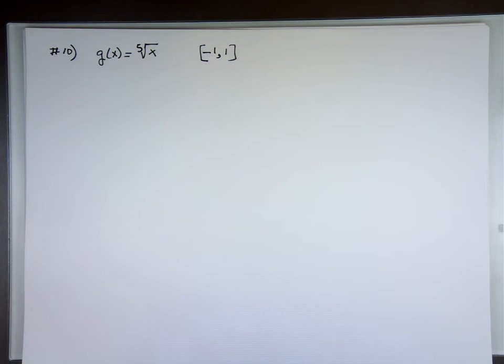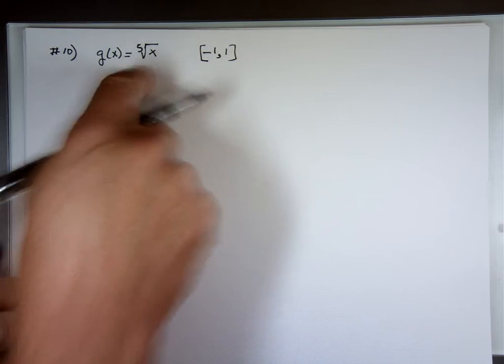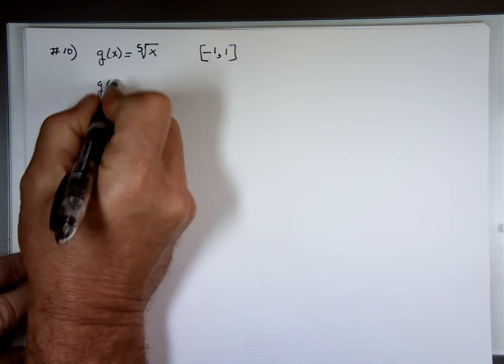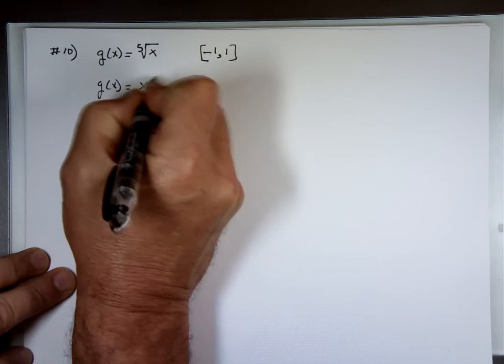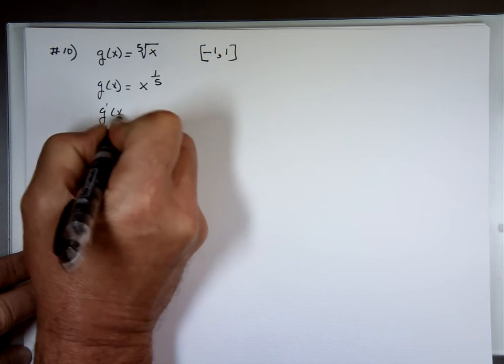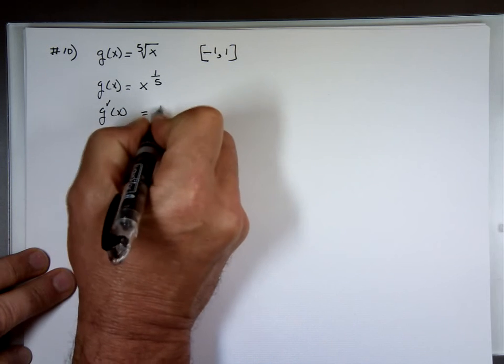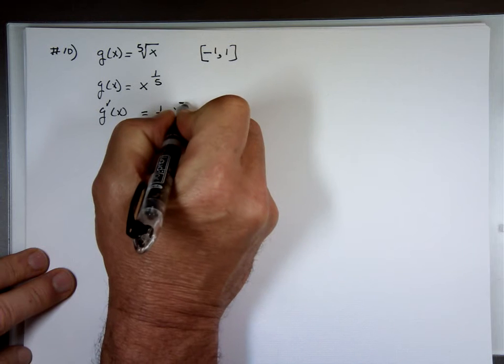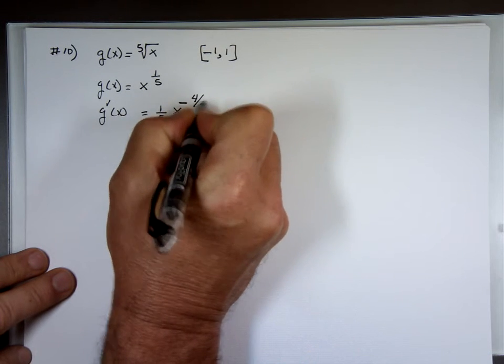The absolute extrema are going to be either where the derivative is 0, or the endpoints, or where the derivative is undefined. So let's take this one. What's the derivative of that? Well, before you take the derivative, you can write that x to what power? 1/5. What is the derivative of that? 1/5 x to what power? -4/5.